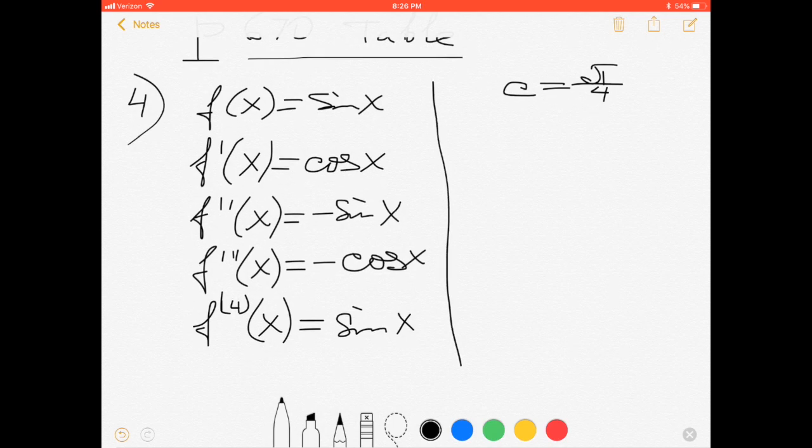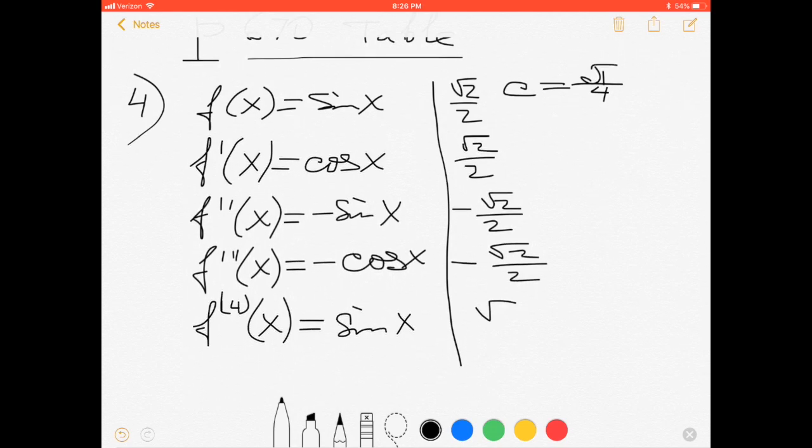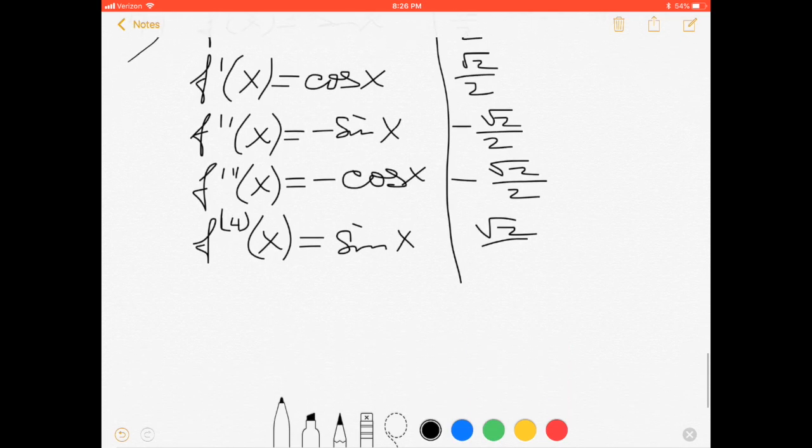continue replay. Okay, plugging pi over 4, we have sine pi over 4 square root of 2 over 2, cosine square root of 2 over 2, minus square root of 2 over 2, minus square root of 2 over 2, then square root of 2 over 2. This means you always have the same number, but first, second positive, third, fourth negative, then 2 positive, 2 negative, 2 positive, 2 negative.